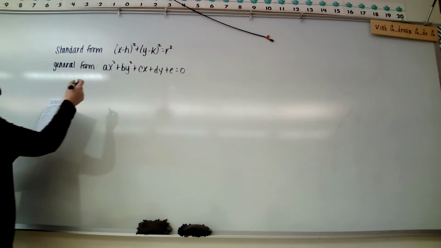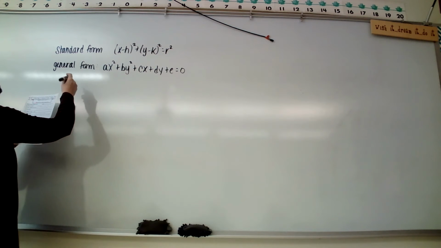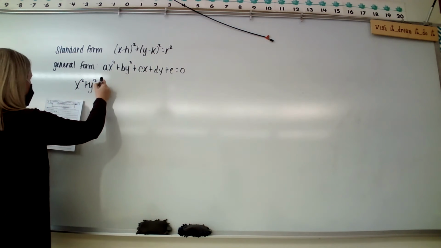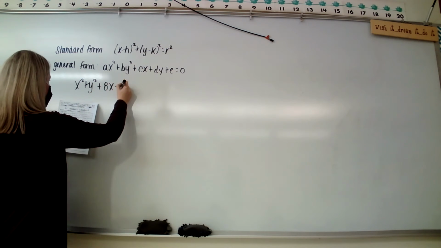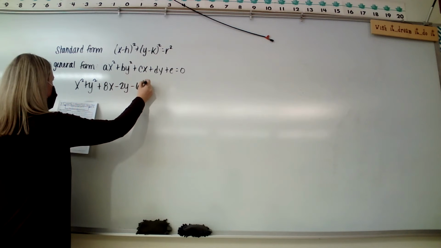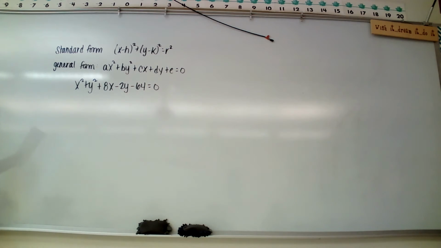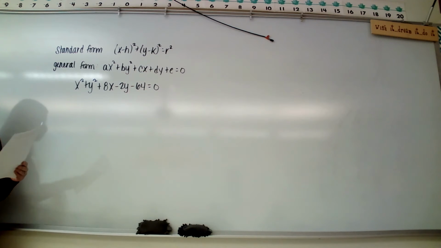So I'm looking at my example. We have x squared plus 8x minus 2y minus 64 equals 0. They're kind of aggressively making steps. Some of these we can combine in a second. I'll keep it as a step here, but when we do the second one, we'll combine.